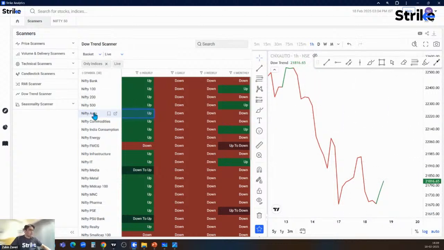So that was Nifty Auto. On an hourly chart, it is in an uptrend. You can see that this is a green color. Why this is green, why this is up, I'll explain in a while.